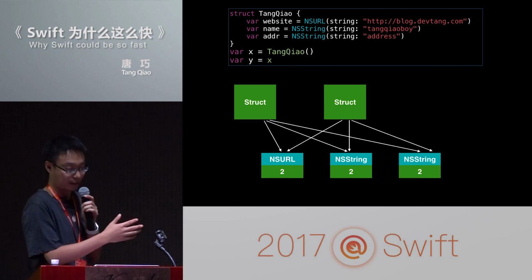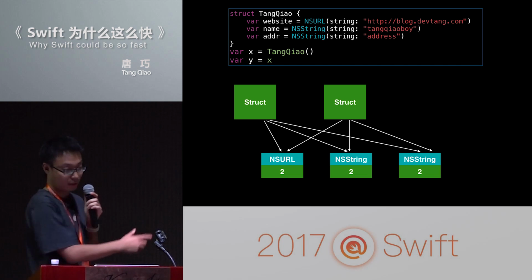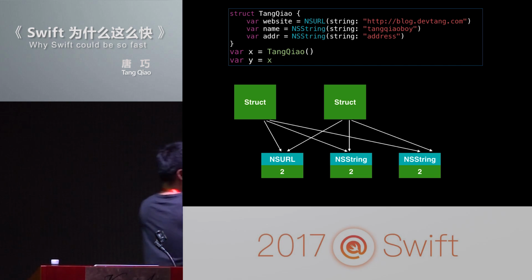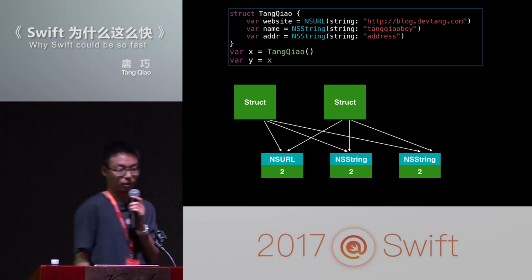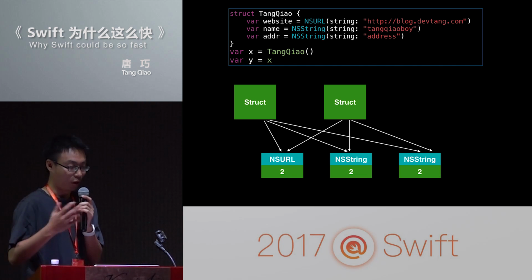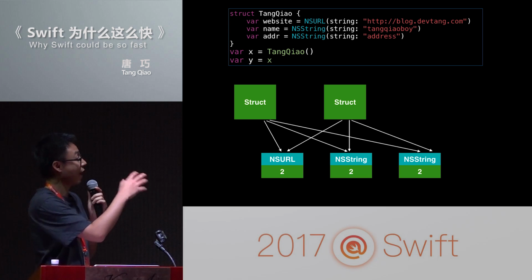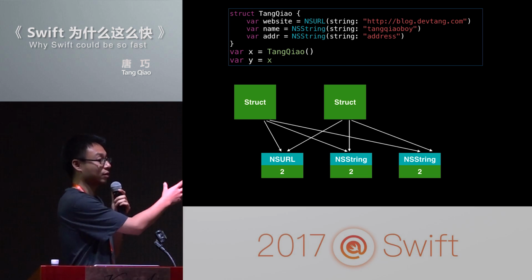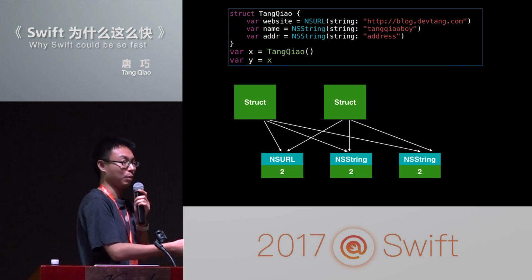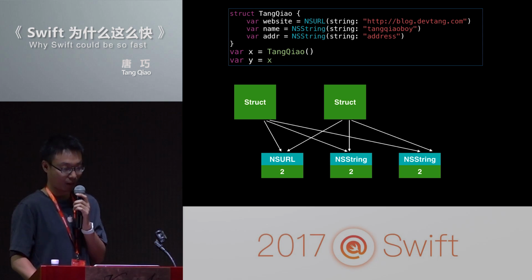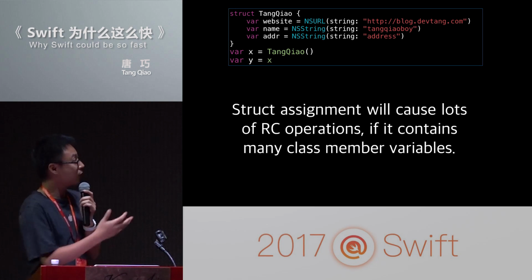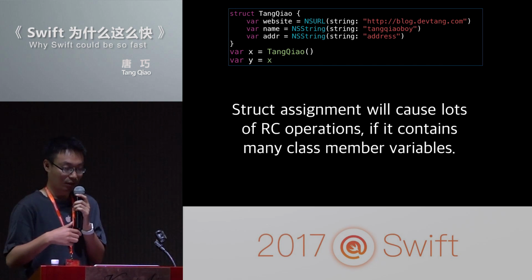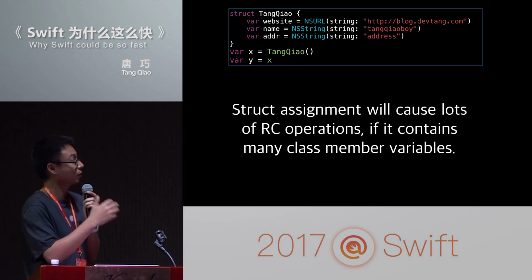And if I assign another variable to this instance, the struct will cause 3 reference counts. So assignment will cause 3 reference count operations. So the more objects the struct value has, the more reference counts there will be. So it's a huge problem if your struct contains a lot of reference members. The reference count problem comes back in. The struct assignment will cause a lot of reference counts if it contains so many class members.